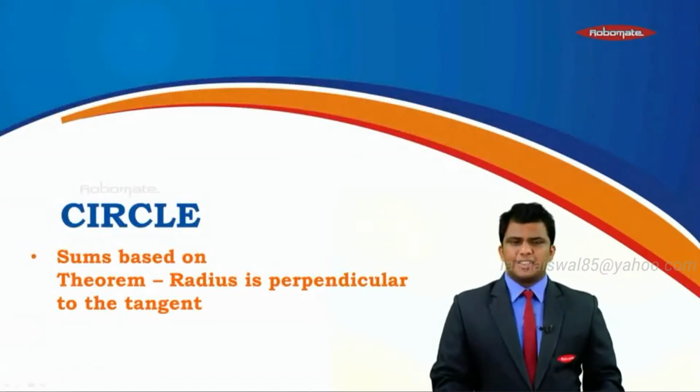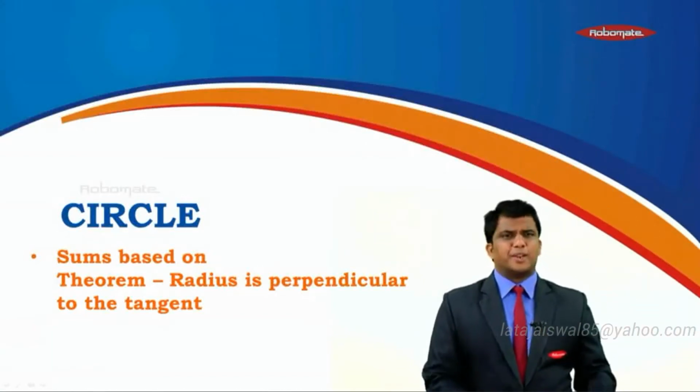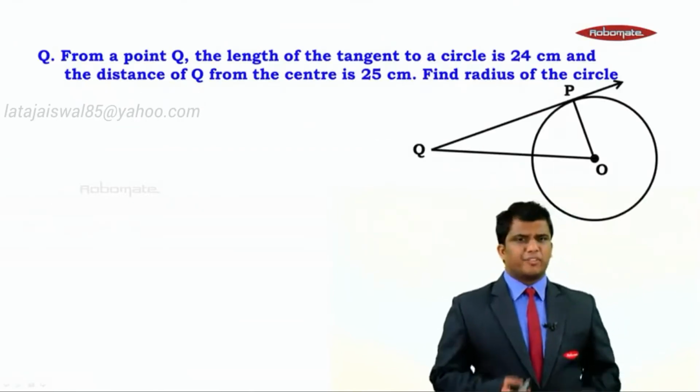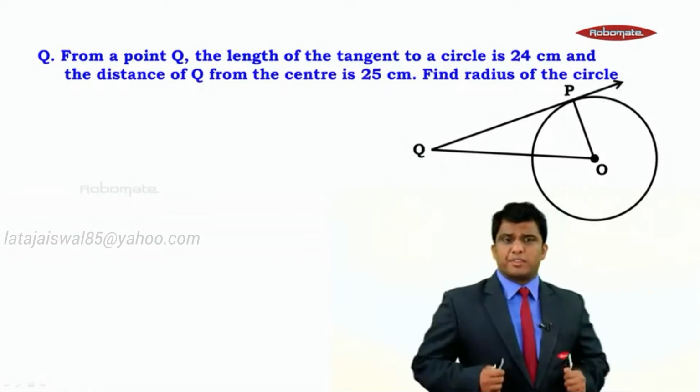The theorem which we learnt in the previous module, that is the radius is perpendicular to the tangent. Let's start with a very interesting sum which is supported with a figure. Over here the question goes in the following way.